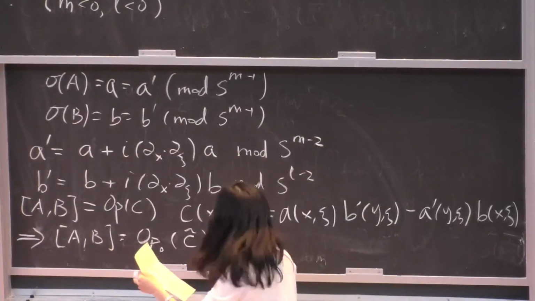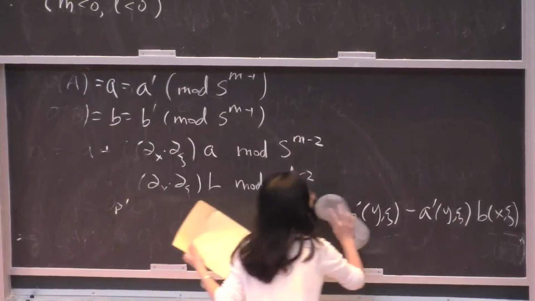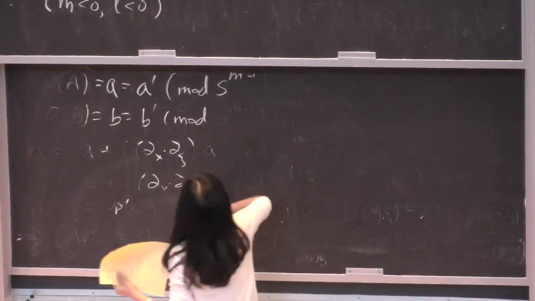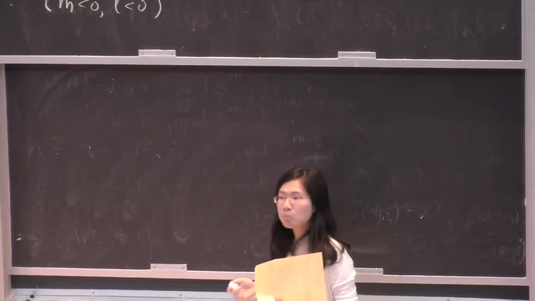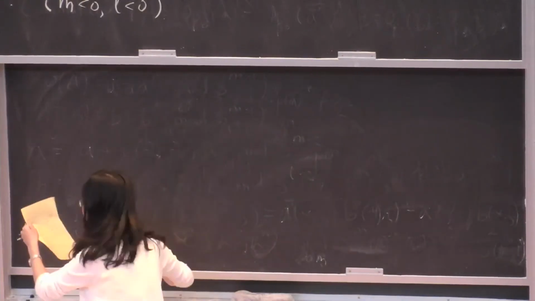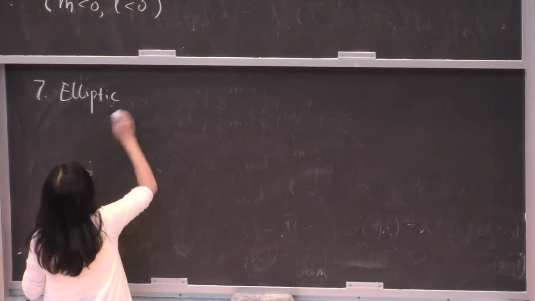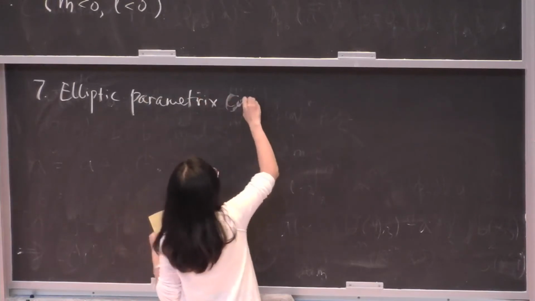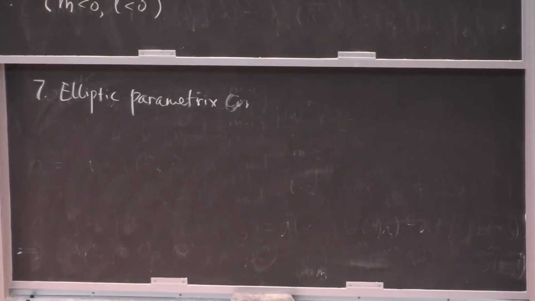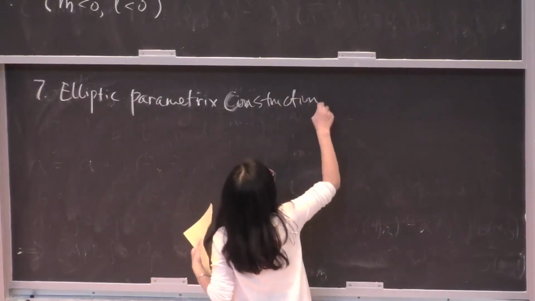All right. Finally, I can talk about the second to last part of my lecture, which is the elliptic parametrix construction. Any questions so far? All right, well, let me continue then. So this is the elliptic parametrix construction. Okay, this is dying. Here's a different one. This is scattering calculus.